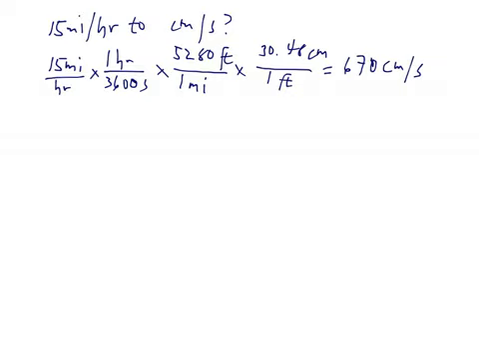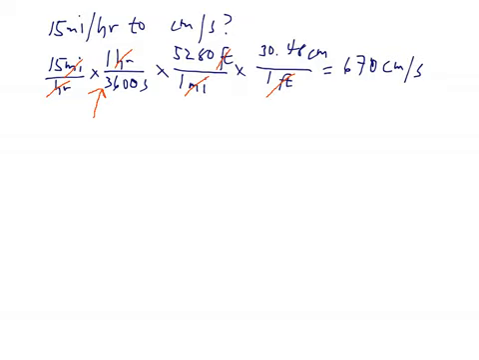So we have 15 miles per hour. I converted that from hours into seconds. So we've got hours and hours canceling. And then that will leave us at miles per second. So then I got rid of miles by converting it to feet per second. And we now have a certain number of feet per second. And then when we do the final conversion, we get rid of feet and go to centimeters per second.